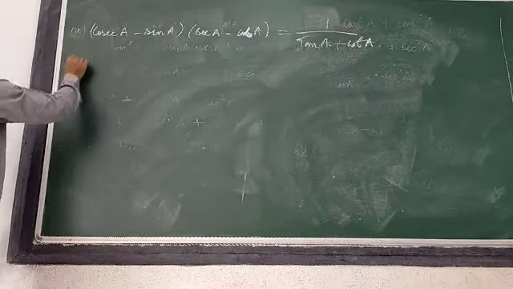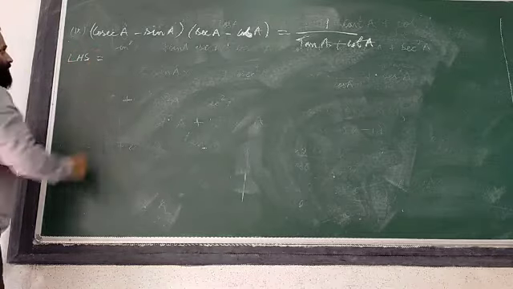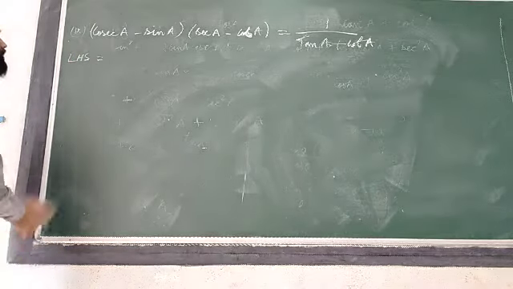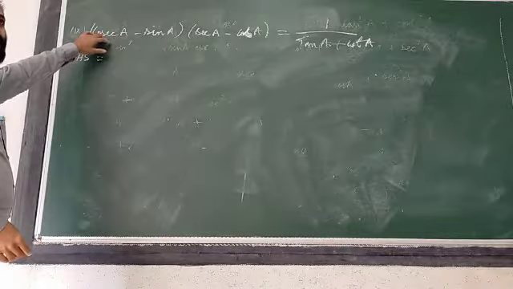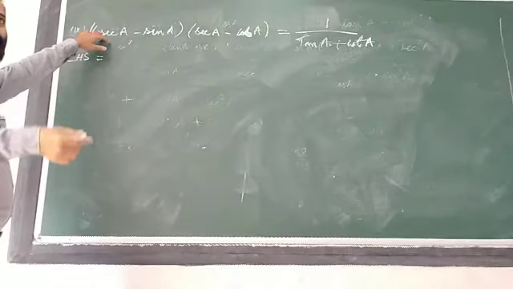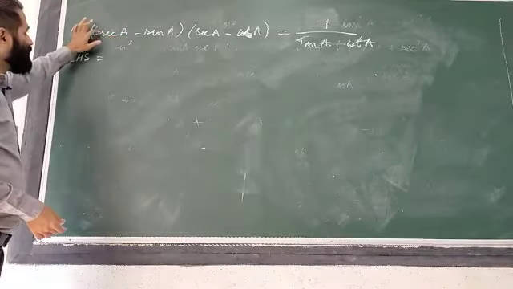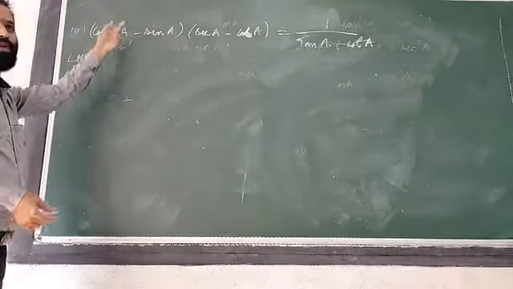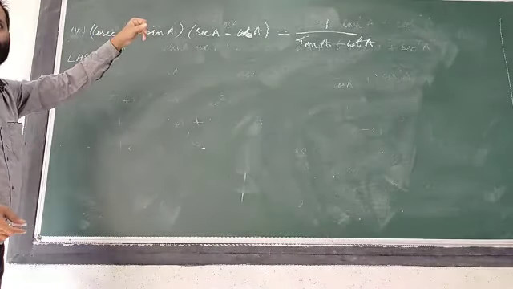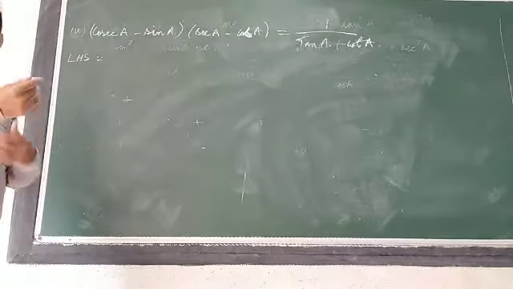Take LHS. Now this I will change into 1 by sin. I'm thinking 2 steps ahead. If I take this as 1 by sin, I can take sin as LCM, it will be 1 minus sin square A. And 1 minus sin square A will be cos square A. So I'm thinking 3 steps ahead.